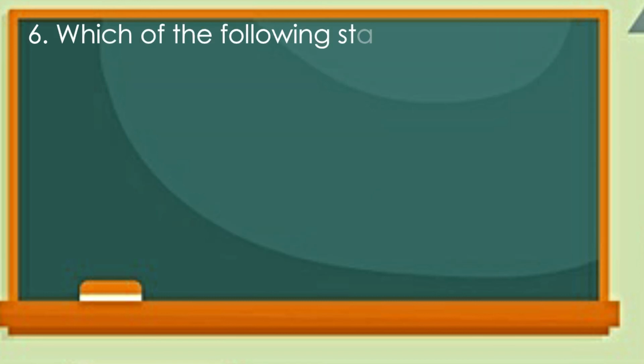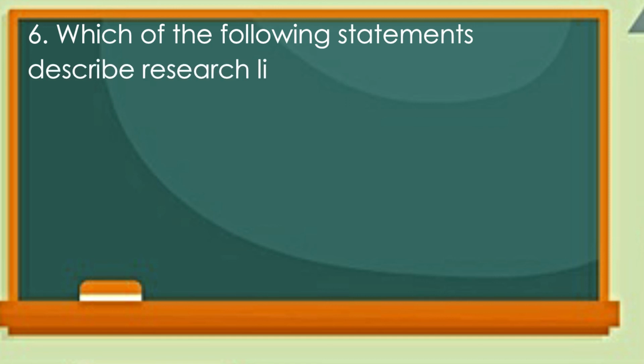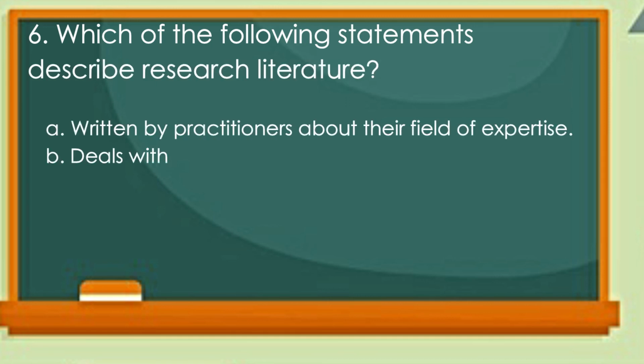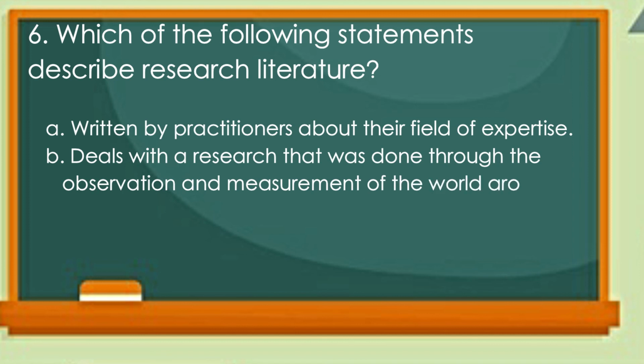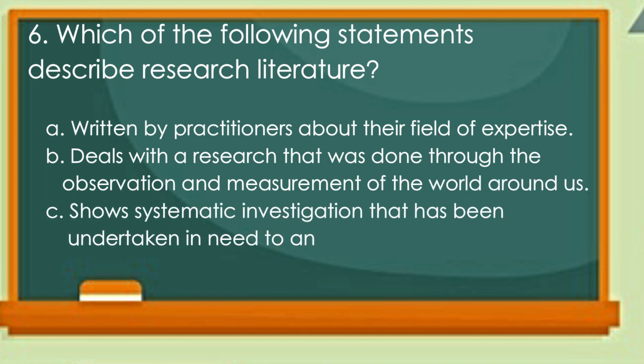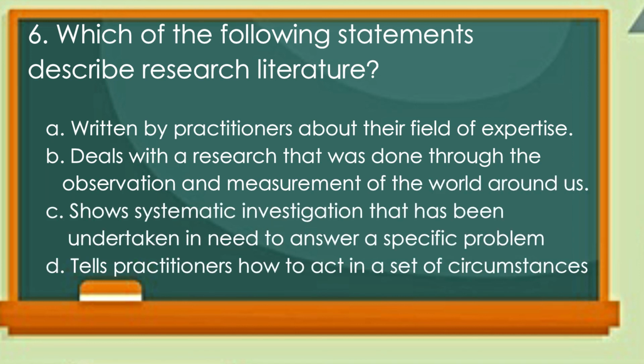Six. Which of the following statements describe research literature? A. Written by practitioners about their field of expertise. B. Deals with the research that was done through the observation and measurement of the world around us. C. Shows systematic investigation that has been undertaken in need to answer a specific problem. And D. Tells practitioners how to act in a set of circumstances.